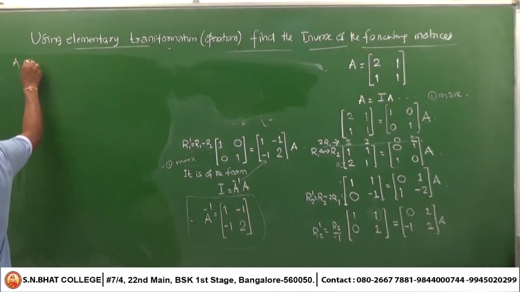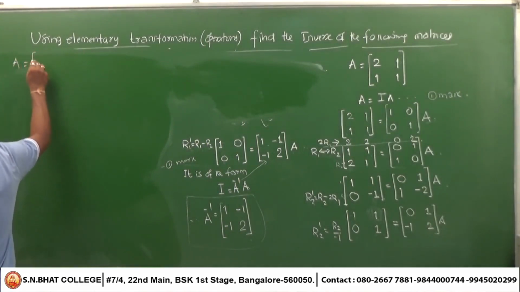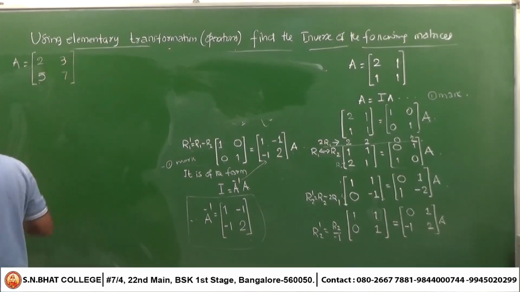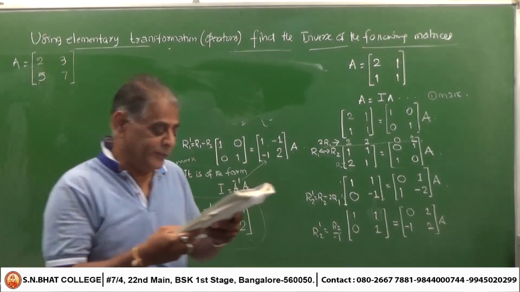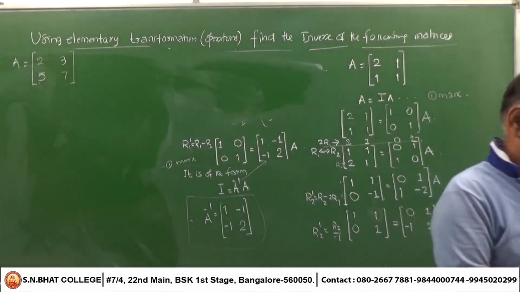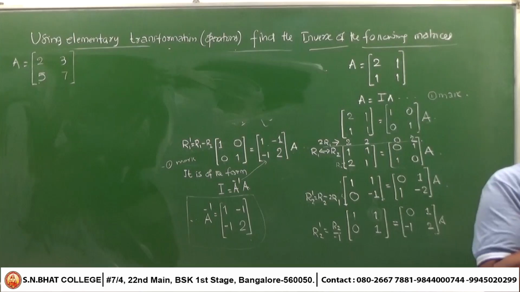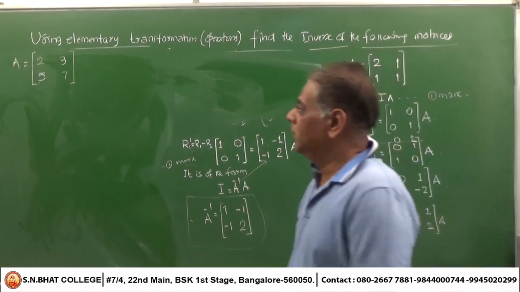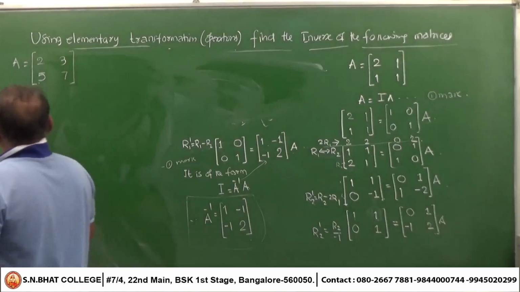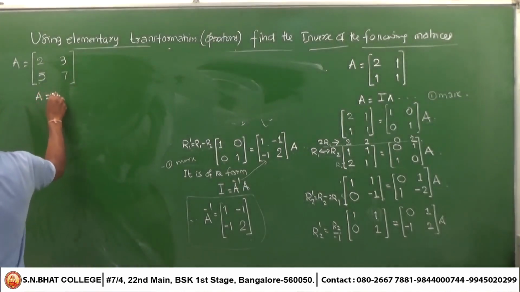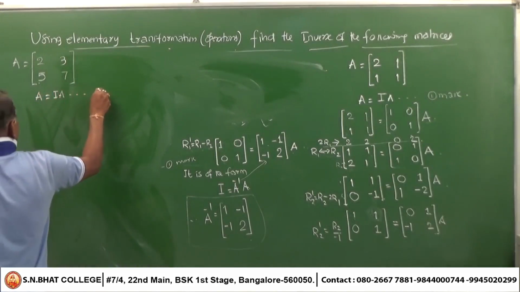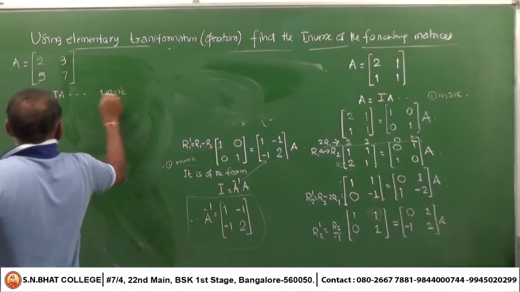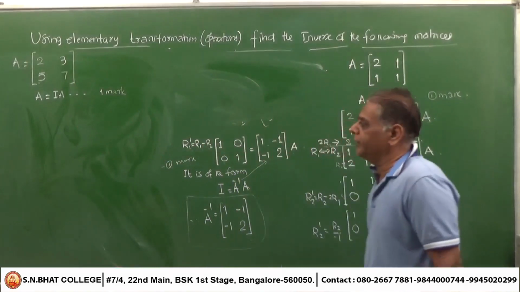Next problem, A is 2, 3, 5, 7. See here, first step is A is equal to I into A. Writing this line carries 1 mark. Writing A is equal to I into A is 1 mark.